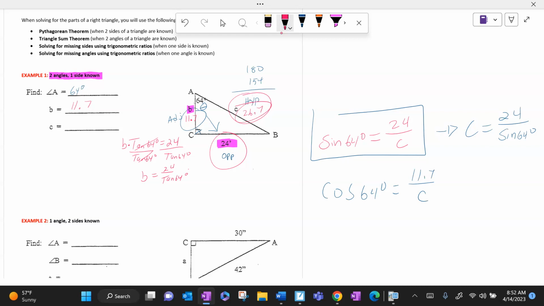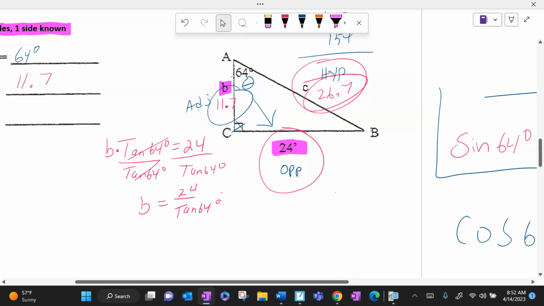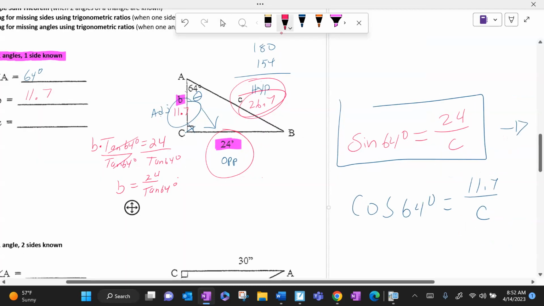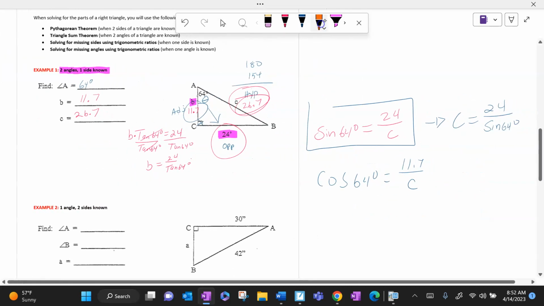Now, throwing it out there, we can quickly do the little discount double check here. Our answer better be bigger than 24. Why? Because this is the hypotenuse, so it better be the longest side. Keep in mind, though, we used trig to get 26.7. You can also use Pythagorean theorem, right?